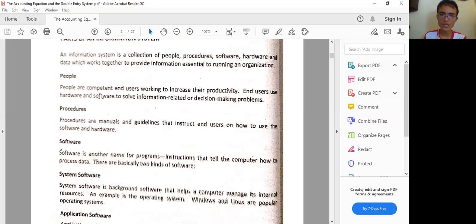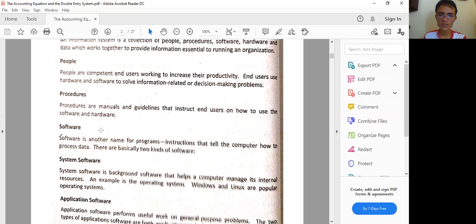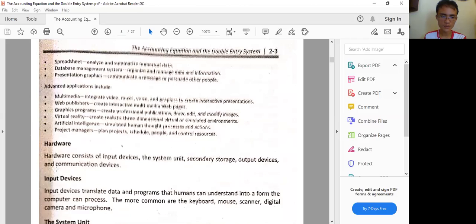We have the people, which is considered the most important resource in any organization because they are the ones using the other components. Without them, those components, no matter how high tech or nicely made, would be rendered useless. So you have the people, you have the procedures. These procedures are the manuals and guidelines. Basically, these are the steps that the users would follow on how to use the software and the hardware.